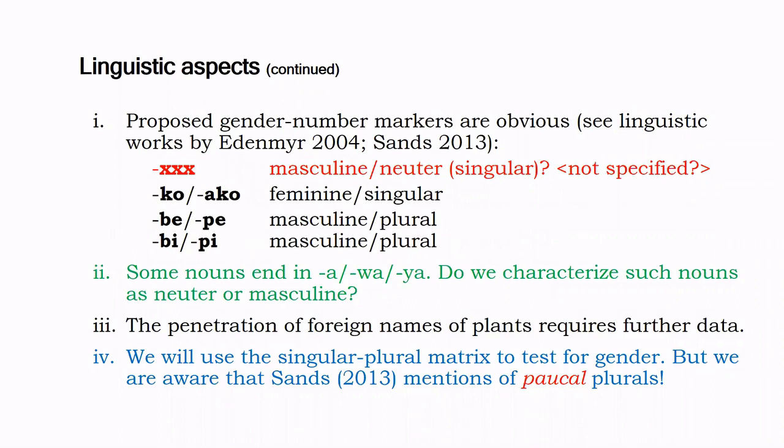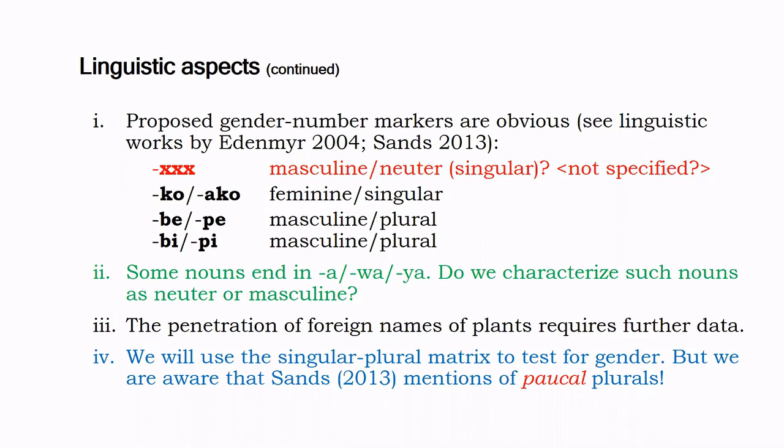Some of the assumptions we already have is that the masculine or neuter in singular is not specified, it's not marked, but we have the ko, be, and pe differentiations of the feminine and masculine. Feminine, I'm sorry, this must be feminine plural, be or pe is a feminine plural. Be and pe is a masculine plural, but some nouns end in a or wa or ya, and I assume, based on Bonsans and Nicholas Edenmere, that these would be masculine.